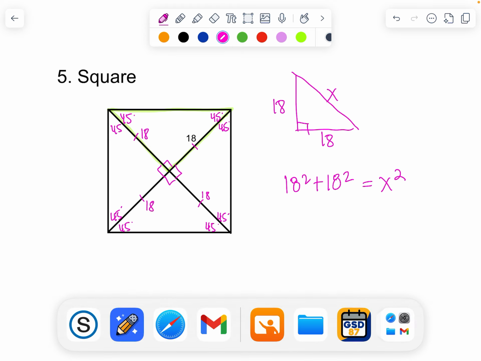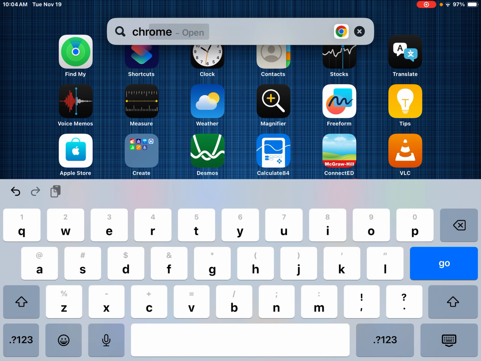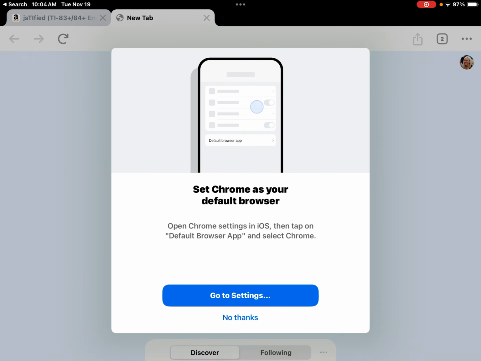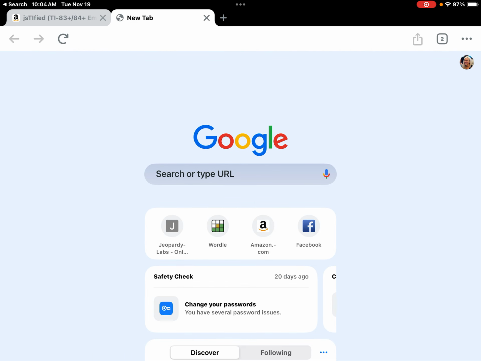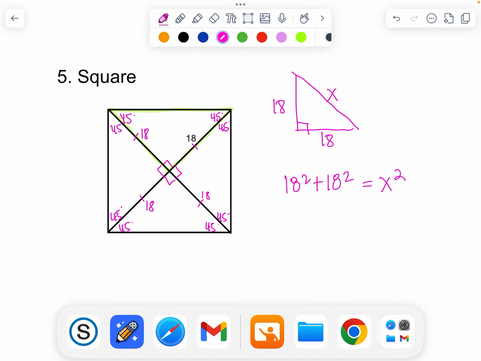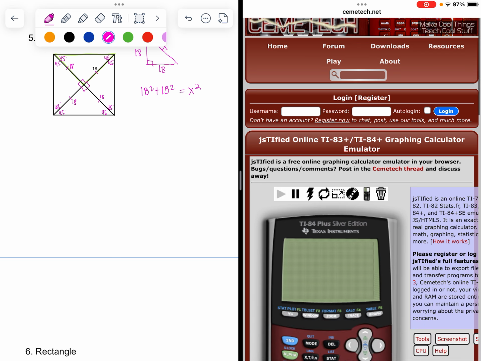I'm going to need my calculator for this because I do not know what this decimal answer is. So let me get my calculator up and running. All right, get my calculator here, and then I'll split screen with it. Should have had that ready to go, but didn't realize I was going to need it.